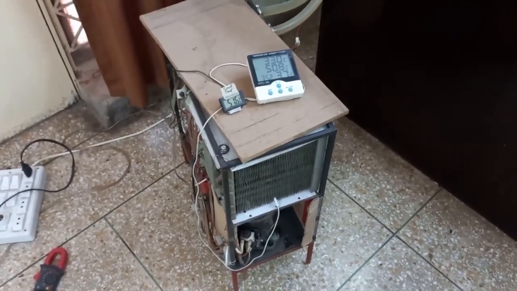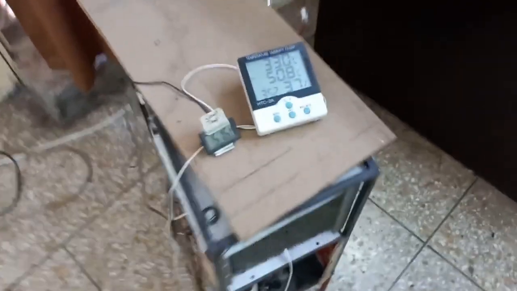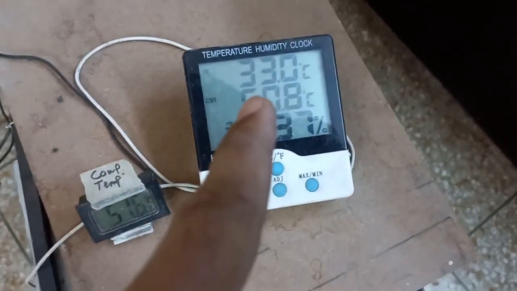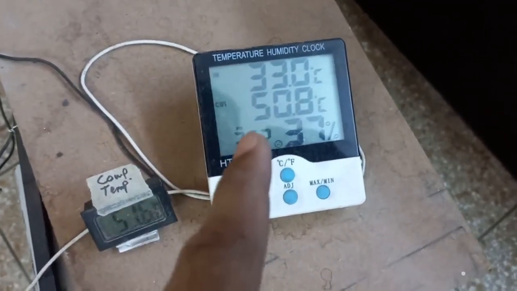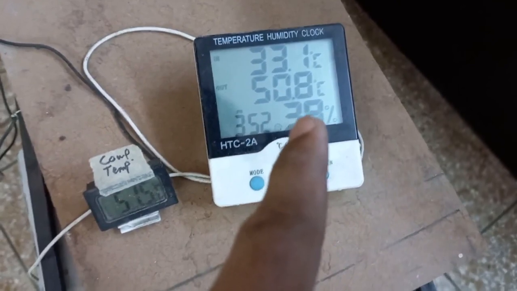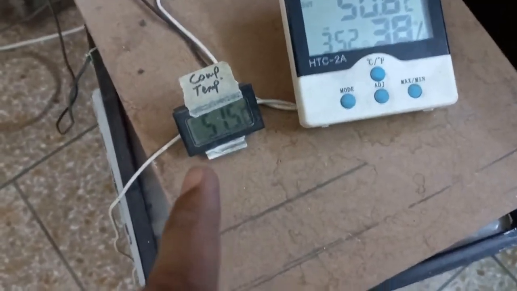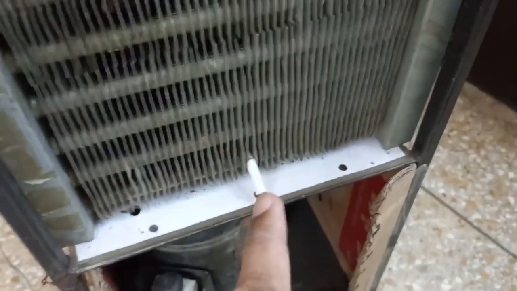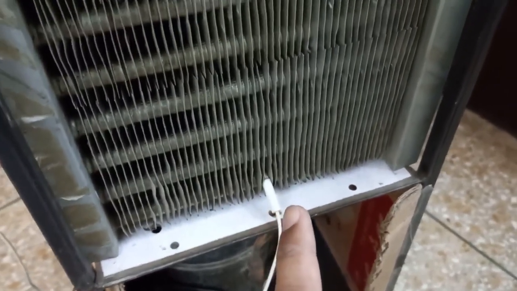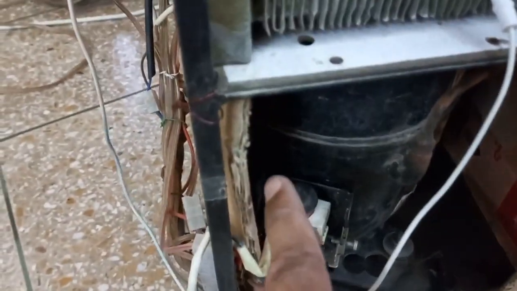Now it's May 2023, so the ambient temperature has increased a little bit. If we see on this meter, ambient temperature is 33 degrees. And this one is condenser temperature, 50.8, and this one is compressor temperature. I have one sensor here. This is the condenser temperature sensor, the white one, and the black one I have placed inside.